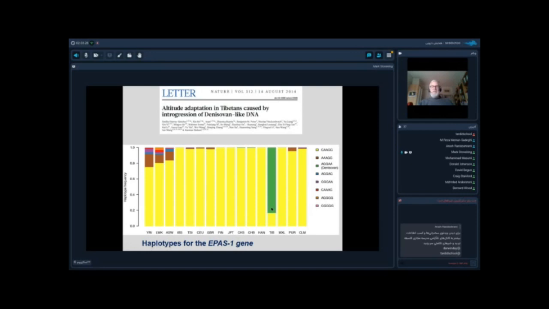You ask, where else do you find this? Hardly anywhere else in modern human populations. But it turns out that this matches the Denisovans. And in fact, it looks like Tibetans got this adaptive variant from Denisovans. Now, that seemed really hard to believe, that Denisovans could be living at such high altitude.